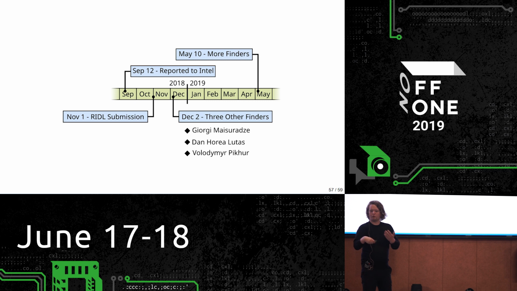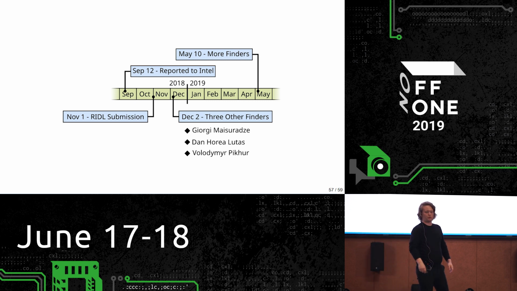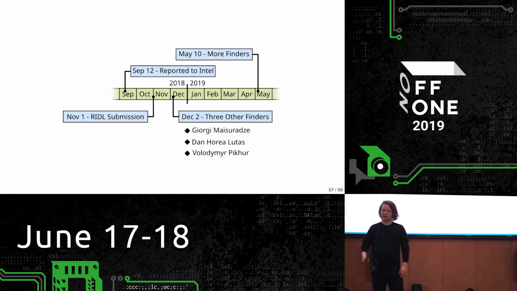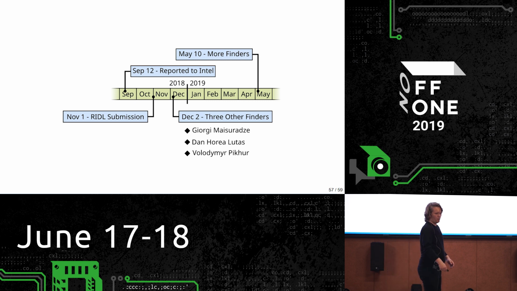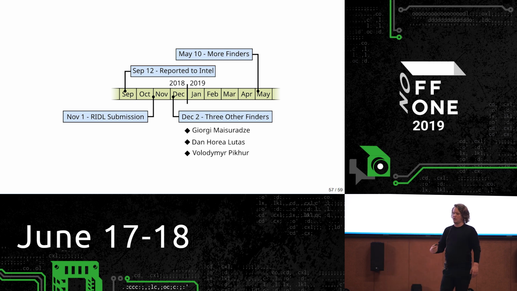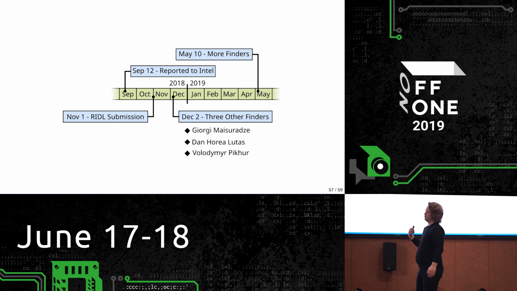Then we go a few months further in the disclosure procedure. We had agreed to a disclosure date of May 14th. 4 days before the disclosure date, Intel contacted us and said, oh, by the way, there's a bunch of other people who also found related issues. And there's a bunch of people also working on other papers, and it became a bit of a chaos.